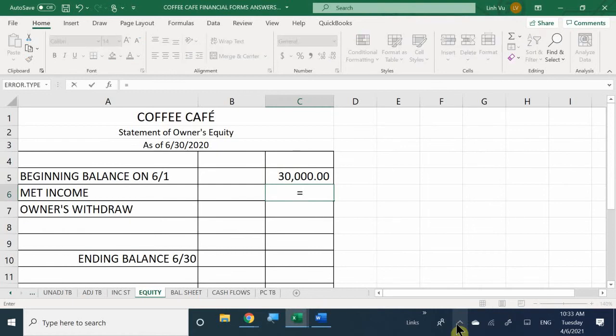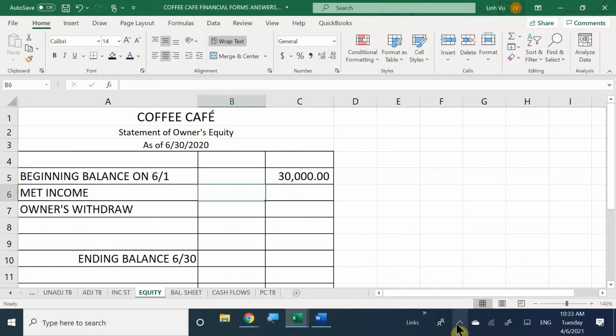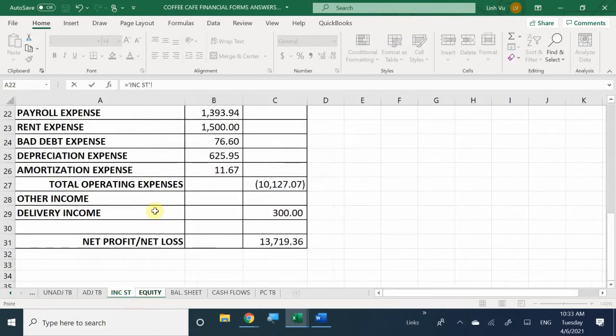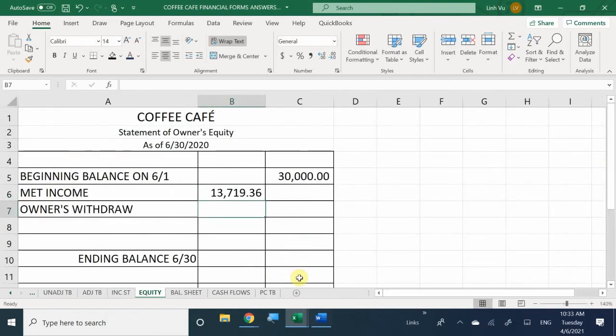Things that add to my equity is going to be net income. So I'm going to actually take this number from my previous income statement. Here's my net profit or net income. I'm going to take that and transfer that right over: 13,719.36.